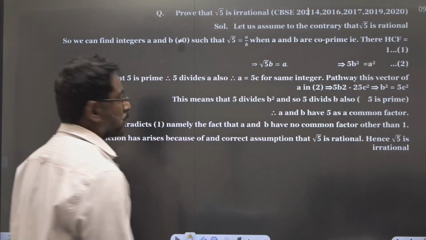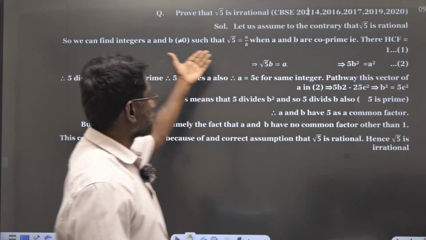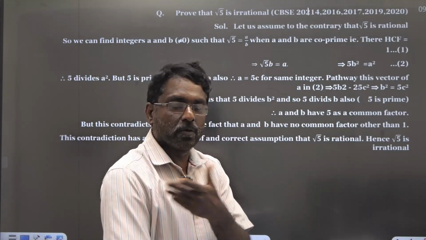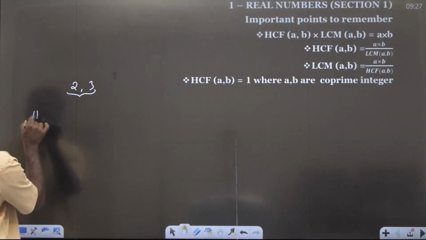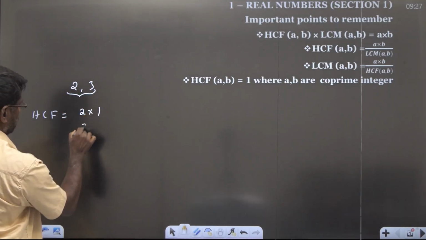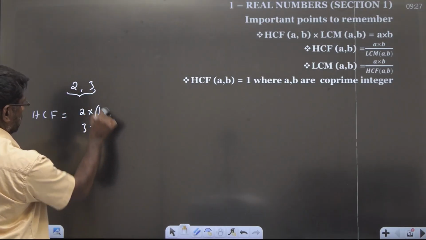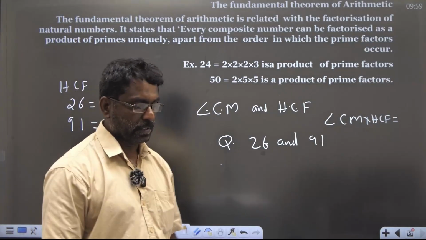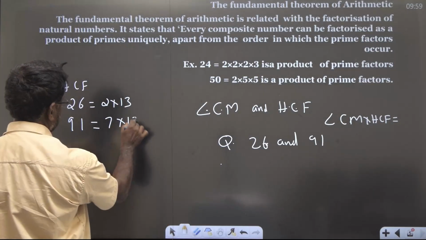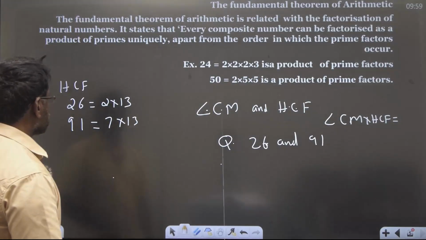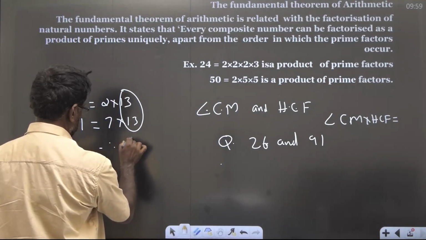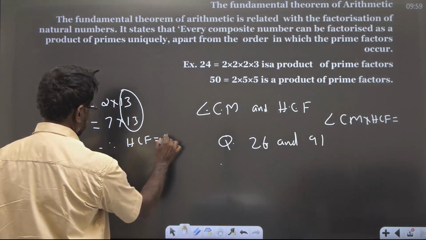Very, very important question. It can be root 5 or root 2 or root 3 or root 7 or root 8, etc. HCF means highest common factor, that is 2 into 1, 3 into 1. One is the HCF. What is 91? 91 can be 7 into 13. Here the highest common factor is 13. Therefore, HCF is equal to 13.